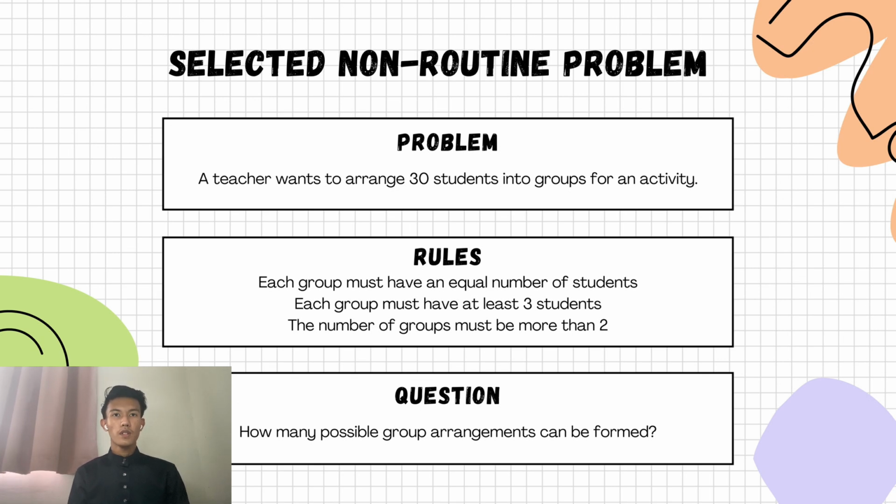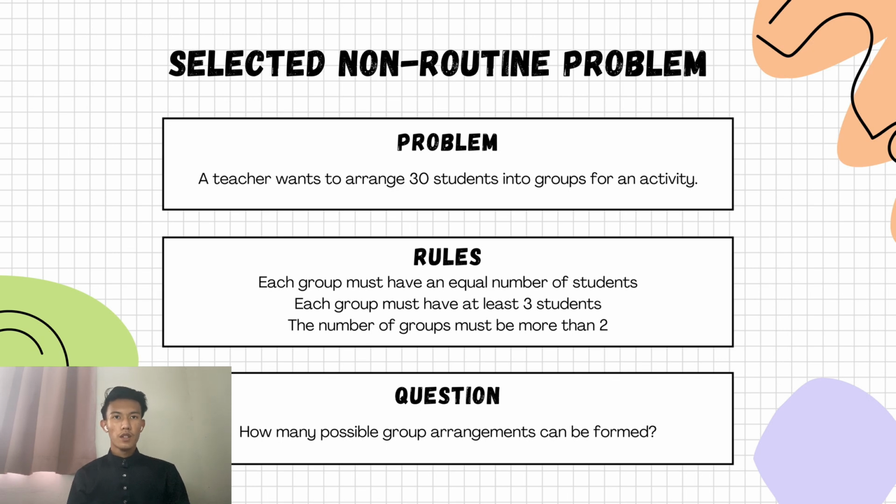The first thing is the problem. A teacher wants to arrange 30 students into groups for an activity. There are 3 rules. Each group must have an equal number of students. Second, each group must have at least 3 students. And the last rule is the number of groups must be more than 2. So the question is, how many possible group arrangements can be formed?